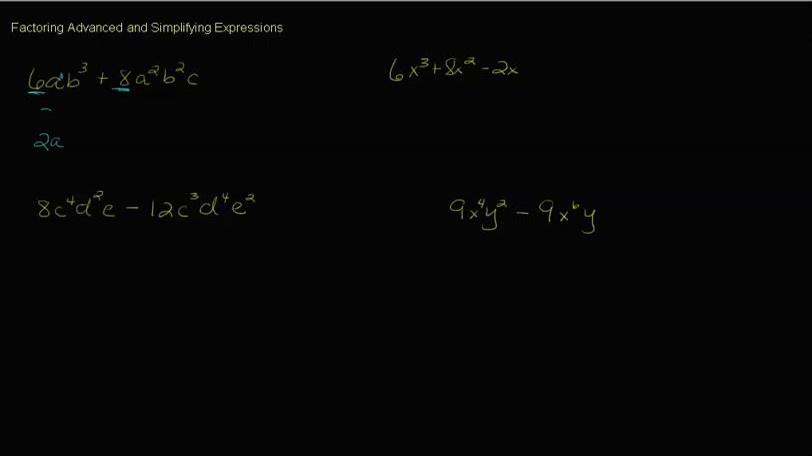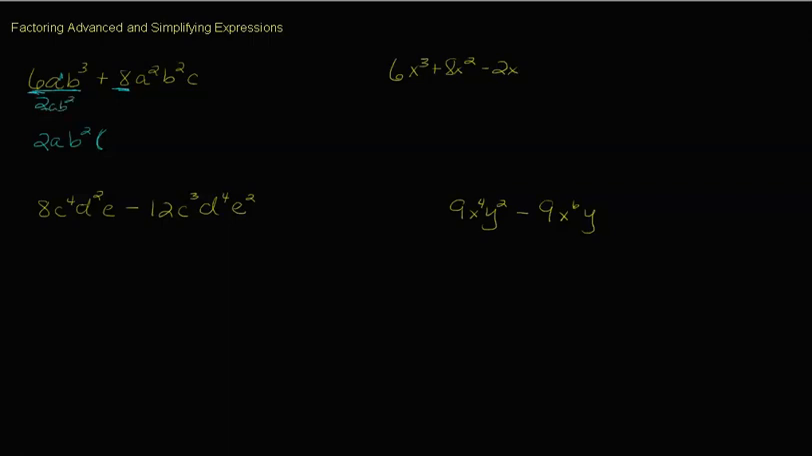Now we look at the B's. This has 3 B's, and this has 2, so we take the smaller of the variables. This does not have a C, so we can't factor out a C. That's on the outside of our parentheses. And then we're going to divide by what we're factoring, our greatest common factor.